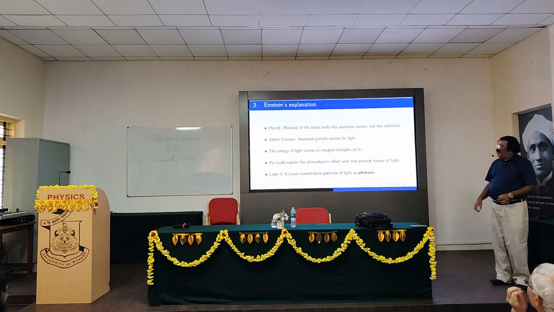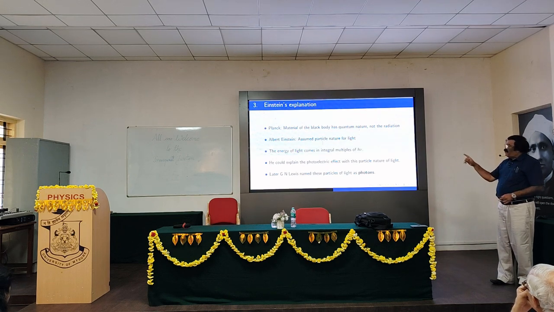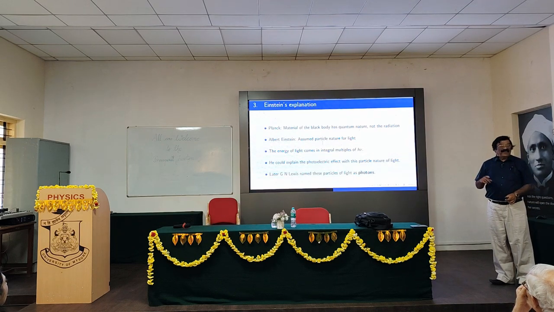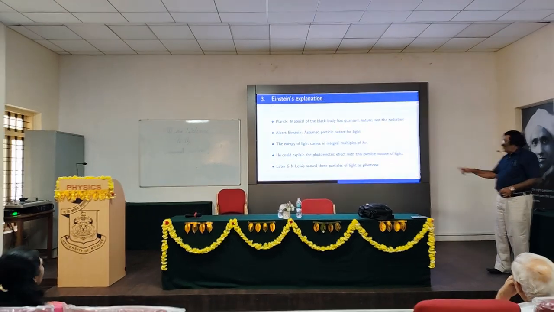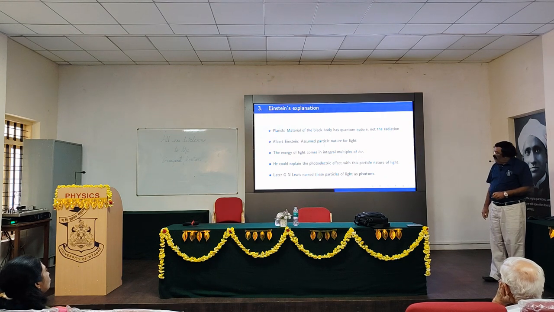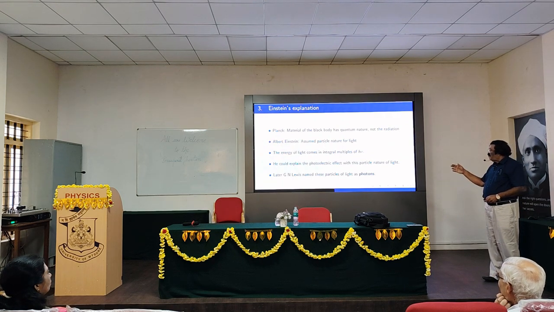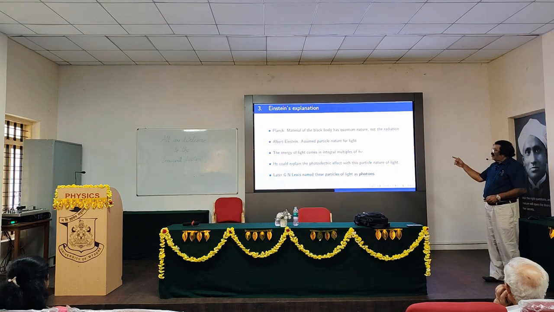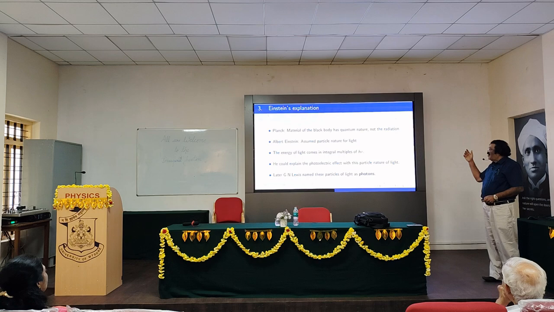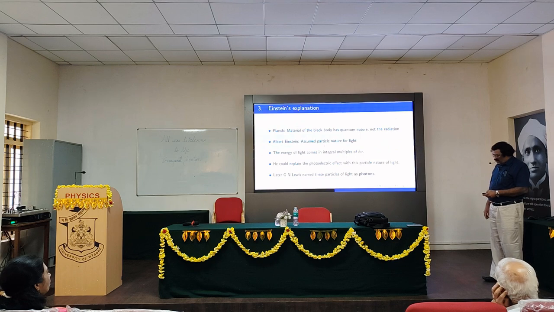It was Albert Einstein who said, let me assume particle nature of light. The energy of light comes in integral multiples of h nu. He could explain the photoelectric effect using this particle nature of light. Later, a chemist, G.N. Lewis, named it the photon, the particle of light. So the credit goes to the chemist, but the physicist Albert Einstein made an extraordinary attempt by using this notion that not just the walls, even the light's energy is quantized, and he could explain the photoelectric effect.